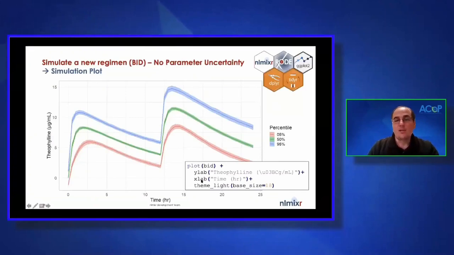Simply plotting and adding Y labels and X labels will give you this sort of plot, which shows you the confidence you have in your prediction. This would be your mean level, and this would be your 5th and 95th percentiles, and how it's behaving with this Theophylline example.